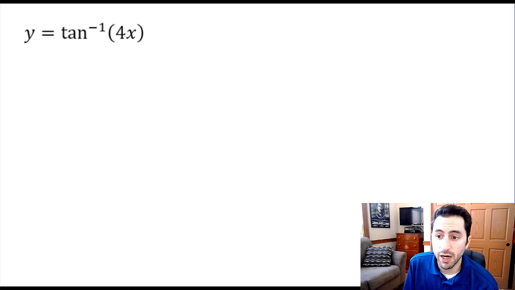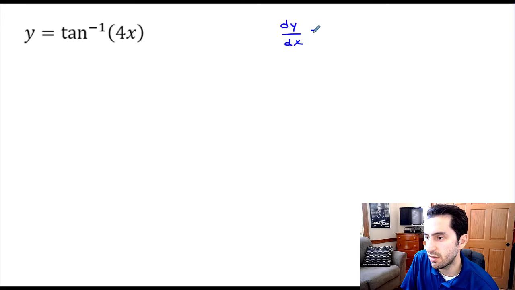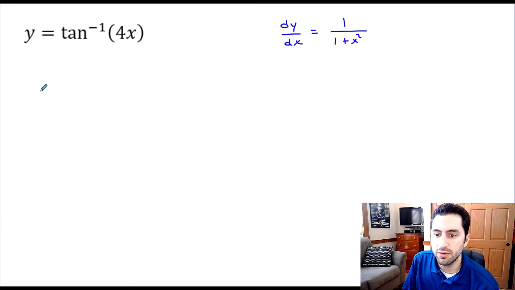So here I have y is equal to the inverse tangent of 4x. So let me just rewrite our rule. The derivative of the inverse tangent, so dy over dx, is equal to 1 over 1 plus x squared. And now taking a look at our equation here, I am going to have to use the chain rule because inside my inverse tangent, I do have a 4x, so we're going to have to use the chain rule on this.